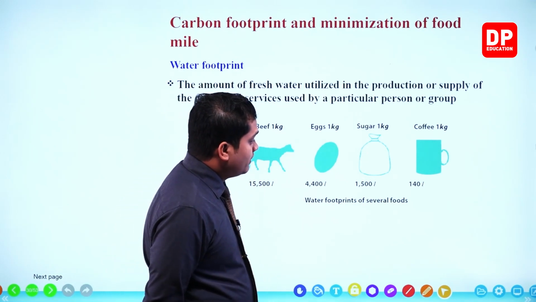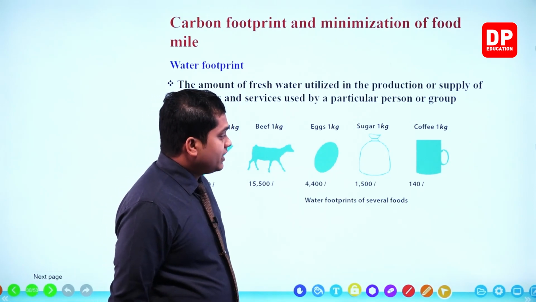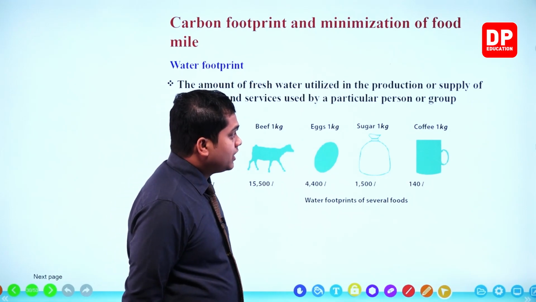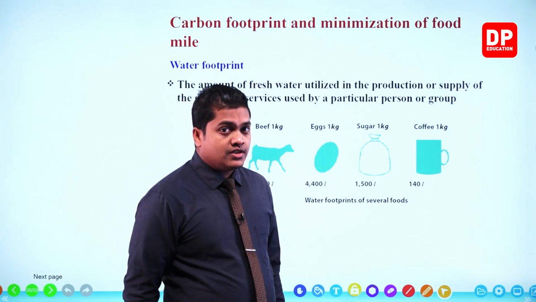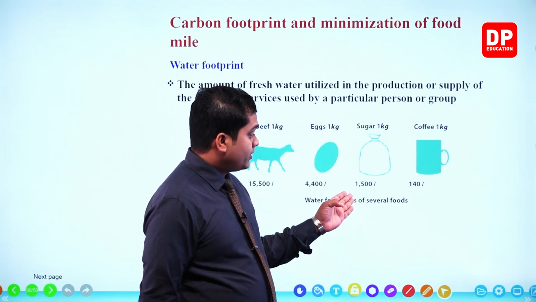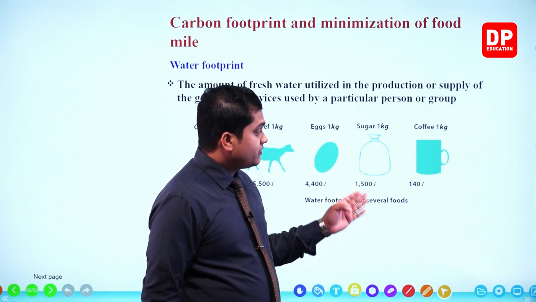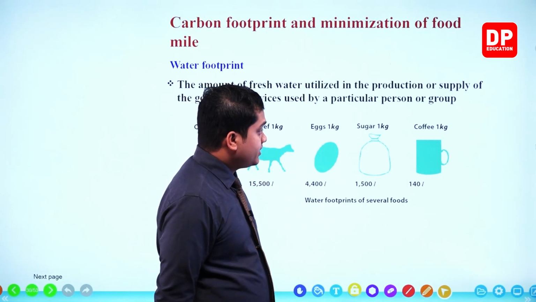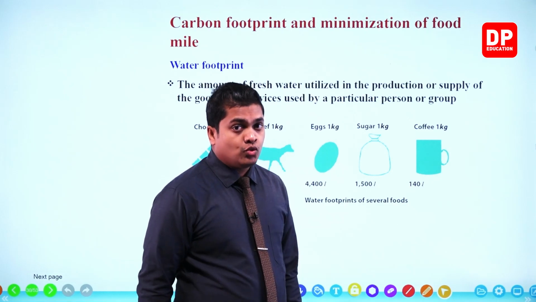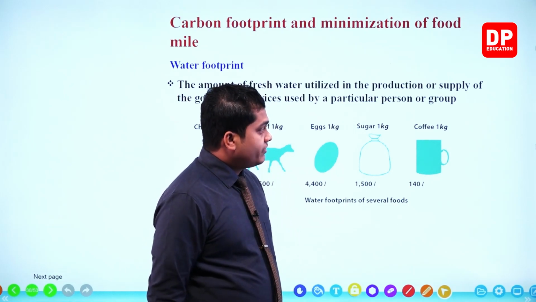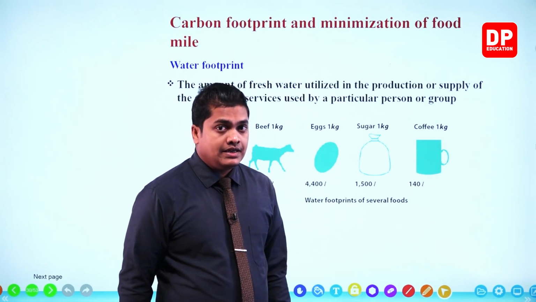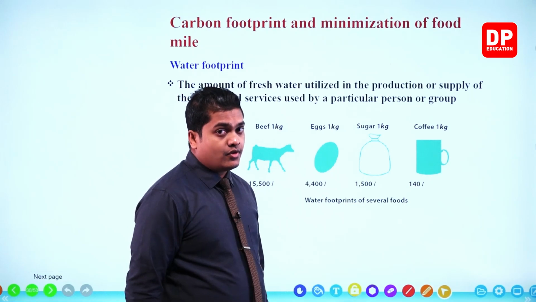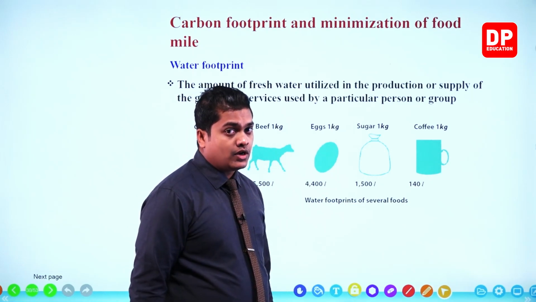The next one given, sugar, 1 kilogram. 1,500 liters for preparing 1 kilogram of sugar. Fresh water is being utilized. Right, see how much volume has been utilized. 1,500 liters of fresh water has been utilized when creating 1 kilogram of sugar. Then the next one given, coffee, 1 kilogram, 140 liters. For the production of 1 kilogram of coffee, 140 liters of water has been utilized.